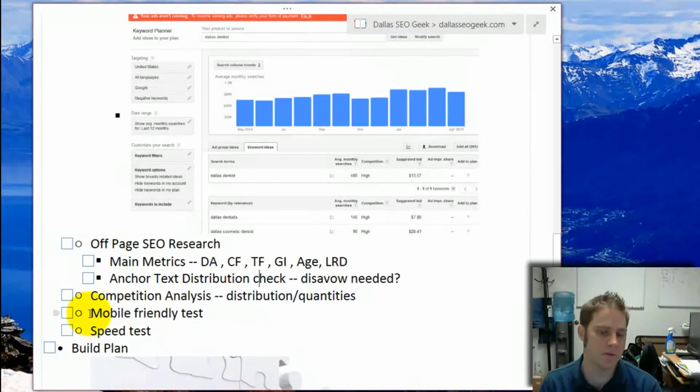And real quick, we just want to look at, is your site mobile friendly, and is it fast enough? This is more important in some markets and less important in others. In some markets, I don't think mobile is really that important at all.